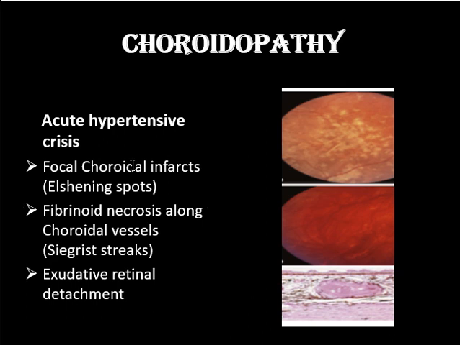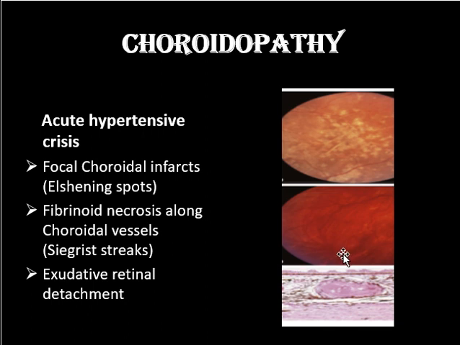There are focal choroidal infarcts. These are known as Elschnig spots. Here, these yellowish lesions are subretinal lesions. These yellowish spots are focal choroidal infarcts known as Elschnig spots. And then this is fibrinoid necrosis along the choroidal vessels. This is known as Siegrist streaks.